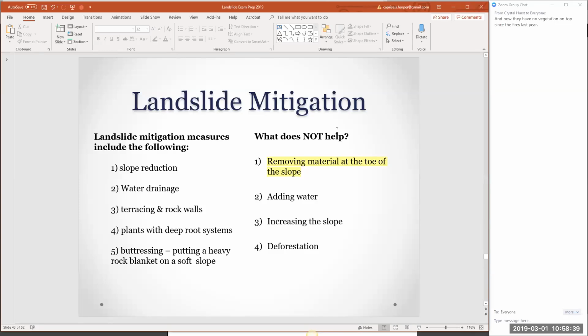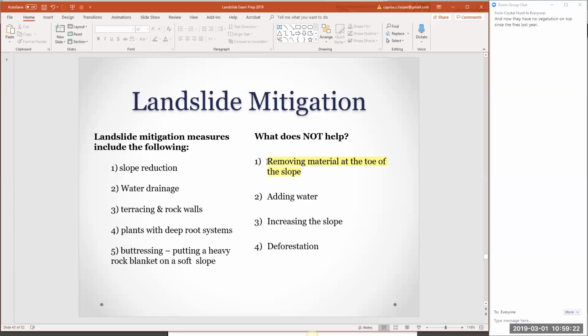What doesn't help is removing the material at the toe of the slope. In your case study, it's Thistle landslide in Spanish Fork, Utah, that this mistake was made over and over. It was a slow landslide, and the bottom of it kept going over the railroad lines, and so they would remove the material from off the railroad ties so they could keep the trains moving, and it just made it worse because it makes the slope steeper.